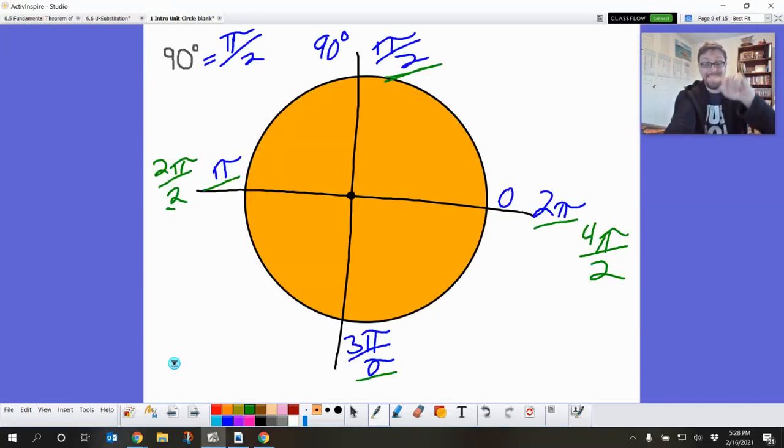So 90 degrees is pi over 2. Now, there were some other angles that we were really interested in last chapter, specifically 45, 30, and 60. So it'd be really great if we knew stuff about those ones. We were talking about right angles. We already got 90 degrees. Let's look at 45, 30, and 60.